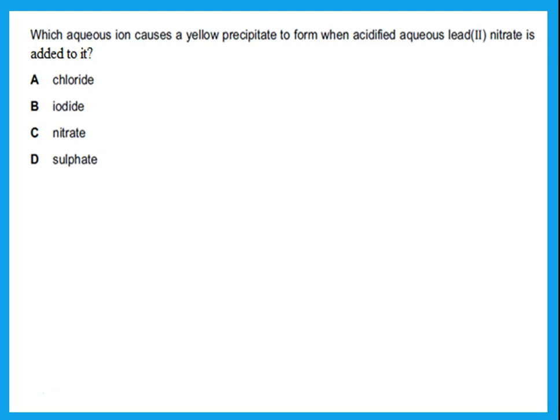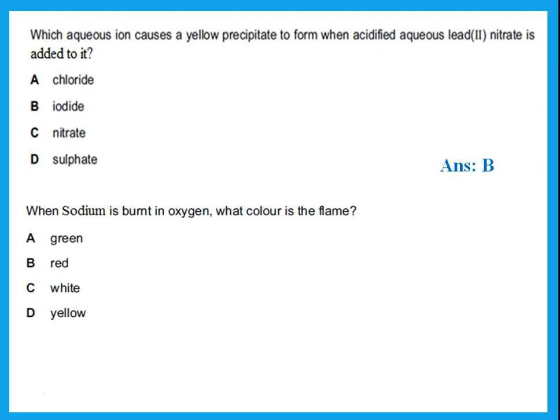So the first question was, which aqueous ion causes a yellow precipitate to form when acidified aqueous lead nitrate is added to it? Again, I'm going to remind you that lead nitrate is the same as the test for silver nitrate. So silver nitrate was a test for what? Silver nitrate or lead nitrate are tests for chloride, bromide, iodide. Now, which one gives a yellow precipitate? Remember that the only thing that gives a yellow precipitate in all our tests is iodide. Okay, so this is a test for iodide.